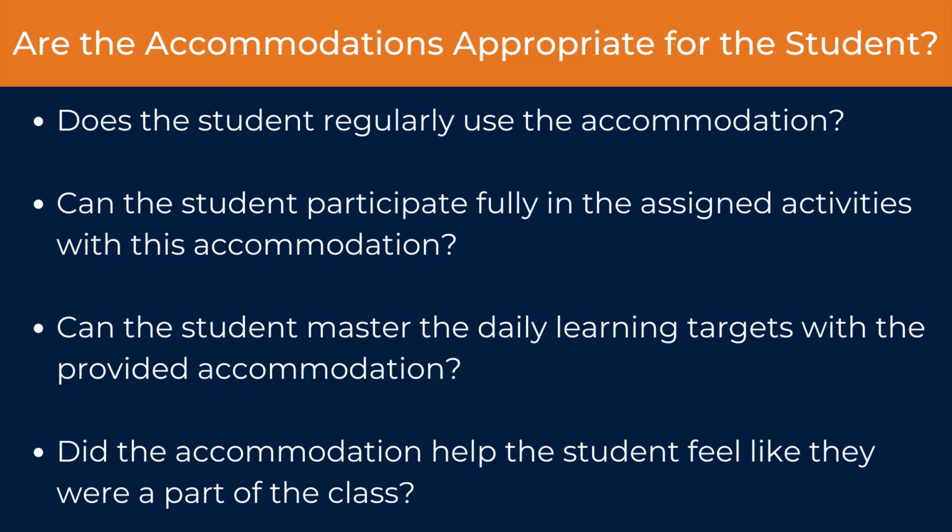The appropriateness of any accommodation should be measured in terms of its impact on the performance and attitude of the student receiving them. Some guiding questions to consider when reflecting on the impact of an accommodation include the following. Does the student regularly use the accommodation? Can the student participate fully in the assigned activities with this accommodation? Can the student master the daily learning targets with the provided accommodation? Did the accommodation help the student feel like they were a part of the class?